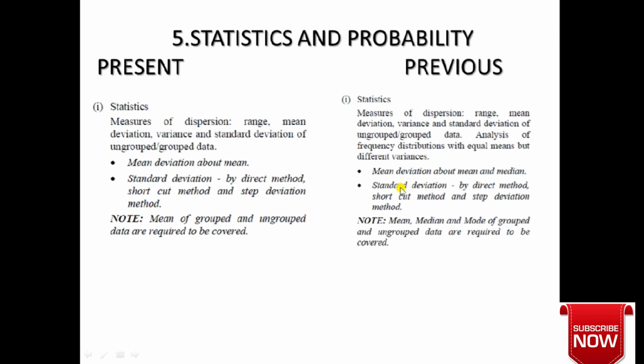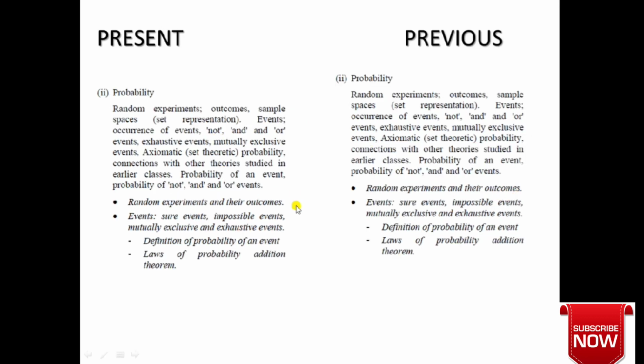Next we come to the fifth part that comes under Section A, statistics and probability. As you can see, there is only one change, that is analysis of frequency distribution with equal means but different variances. This part has been removed from the syllabus. Next we have probability, and in this probability you can see that there is no change. So let's proceed further.